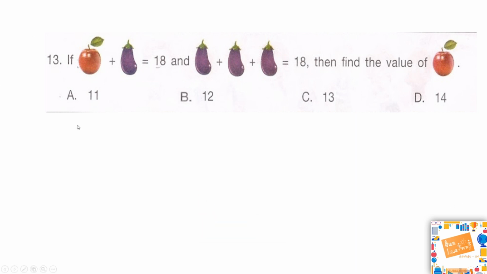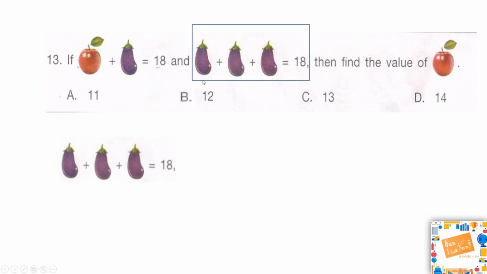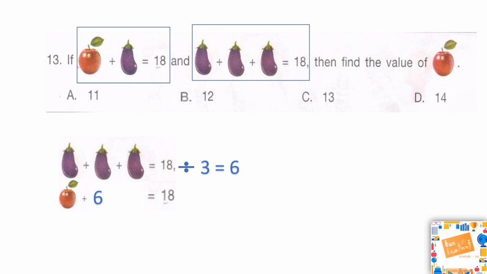Well, I hope the time is not less. If it is less, pause the video and solve this answer. Let's look at it together. Now let's focus at this figure, which is 3 brinjals or 3 eggplants equal to 18. That means 18 if divided into 3 equal groups would give us 6, and hence each eggplant is equal to 6. Now let's look at our next equation, which is apple plus eggplant is equal to 18. Now we already know that the eggplant is equal to 6. So we can conveniently say that apple plus 6 equal to 18.